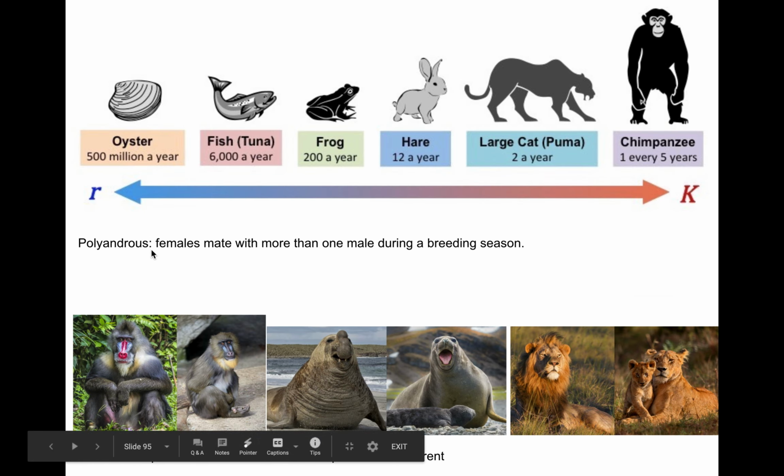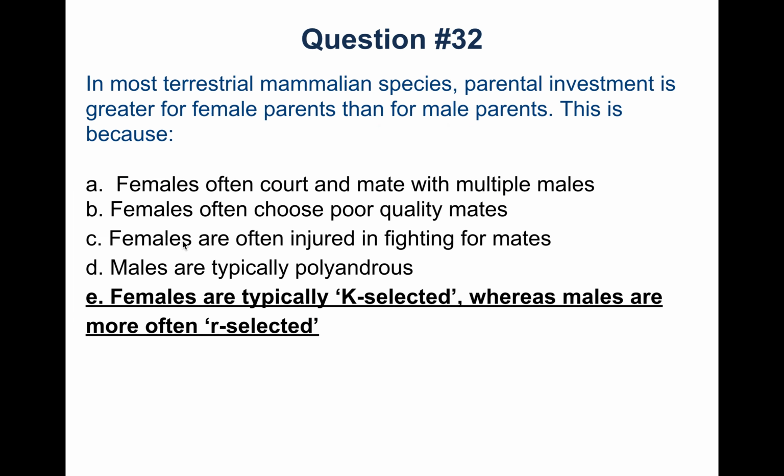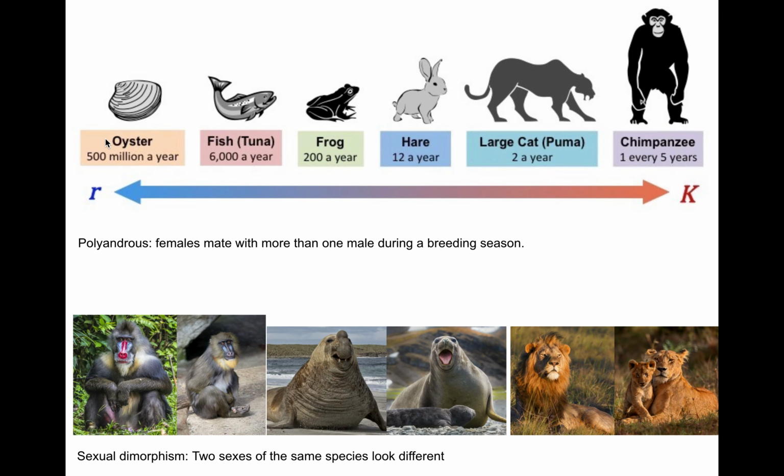So it talked about polyandrous. This is when you have females that mate with more than one male during a breeding season. So it said that males are typically polyandrous, but polyandrous does not refer to how males act. It really refers to how females act. So it's talking about K-selected versus R-selected.